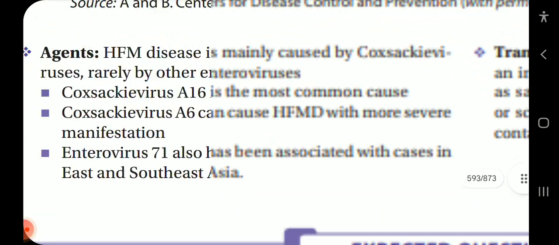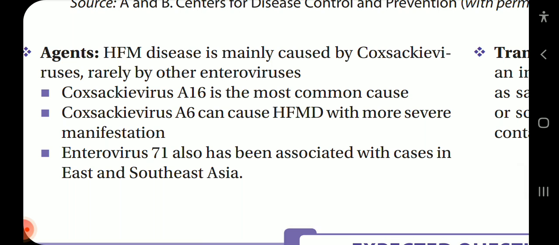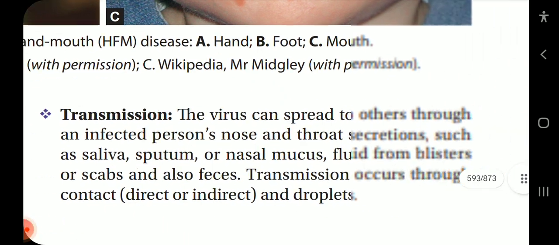Agents: HFM disease is mainly caused by Coxsackie viruses, rarely by other enteroviruses. Coxsackie virus A16 is the most common cause. Coxsackie virus A6 can cause HFMD with more severe manifestations. Enterovirus 71 has also been associated with cases in East and Southeast Asia.